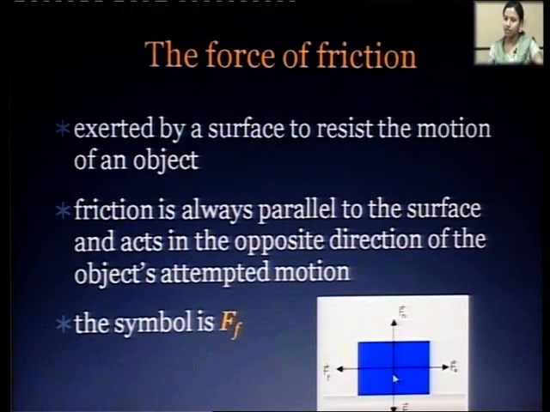So if the body is moving in the right direction, the force of friction is always in the opposite direction and equivalent to this force.